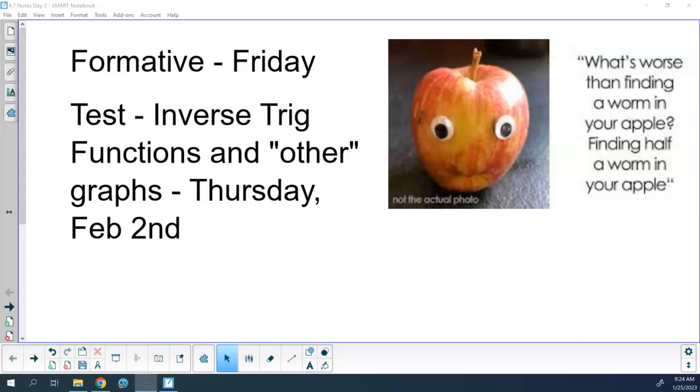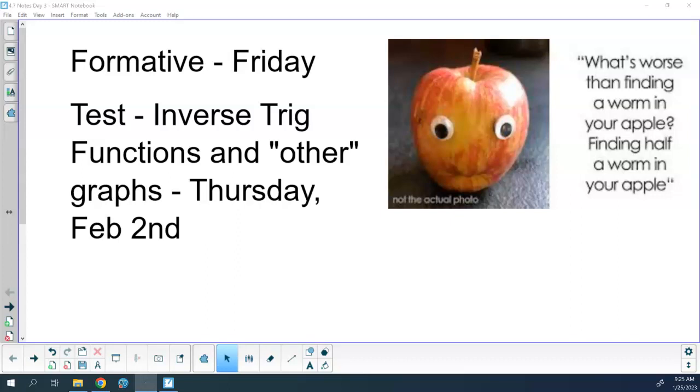We are not going to be collecting said packet, but you need to know how to use inverse tangent and the inverse cotangent functions. Okay? Formative this week, Friday, so day after tomorrow, and then a test next week, Thursday, on inverse trig and the other graphs. The other graphs being tangent, cotangent, secant. So that's where we're at for today. So let's dive into it today.